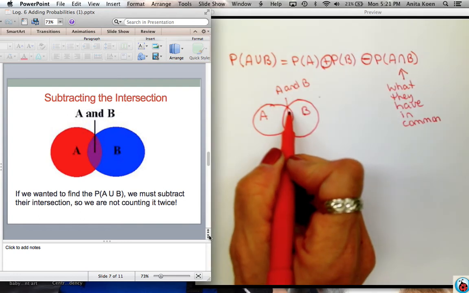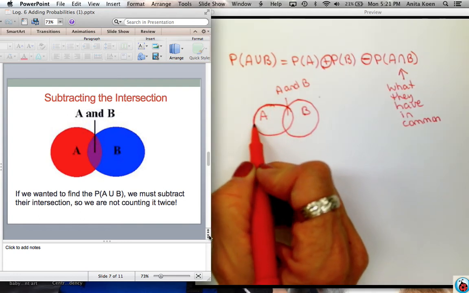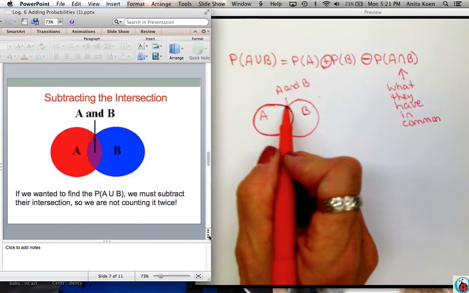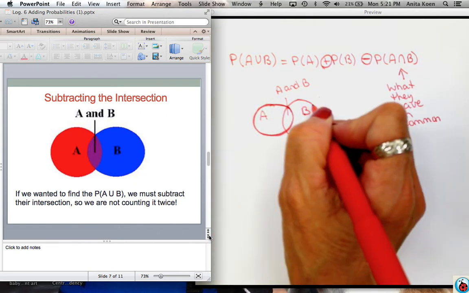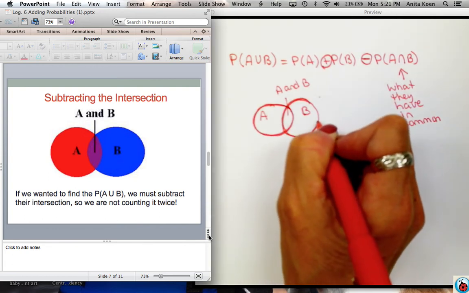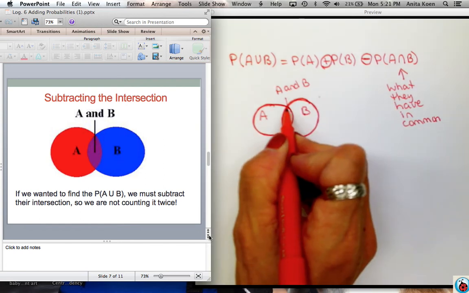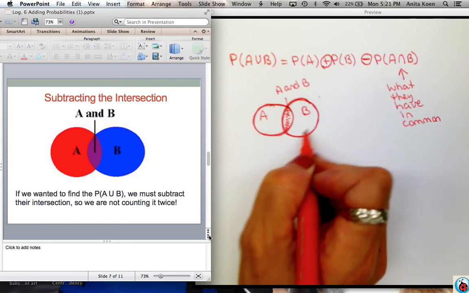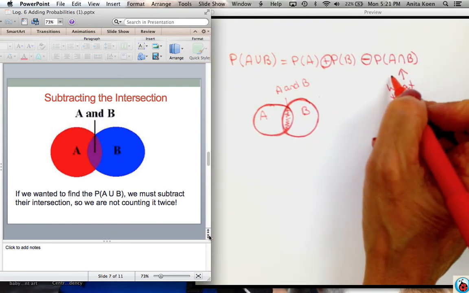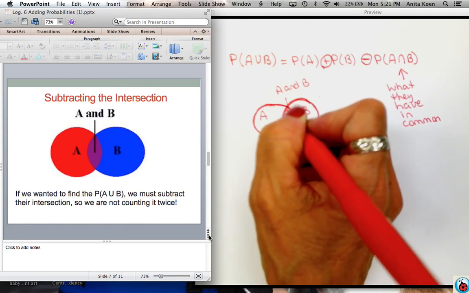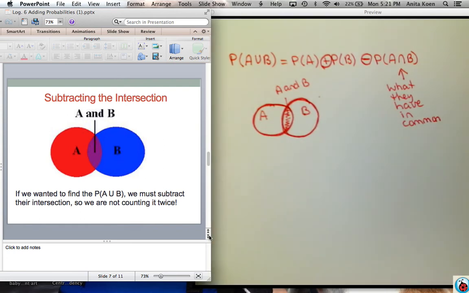Okay, so everything in this circle is in A. So when I find the probability of A, I'm using everything in that circle. When I find the probability of B, I'm using everything in this circle. I've actually counted this part right here twice because it's in both circles. I can't count it twice, so I have to subtract out that intersection right there one time so that we are not counting it twice.